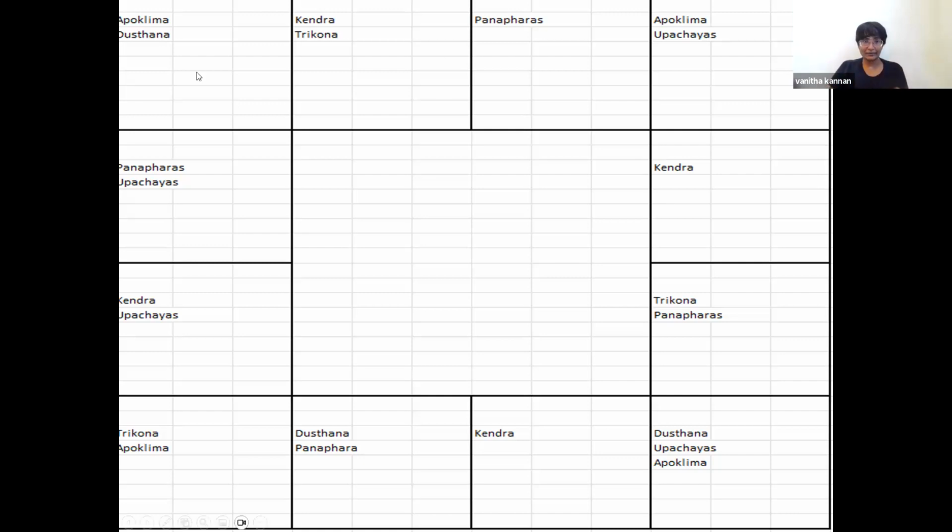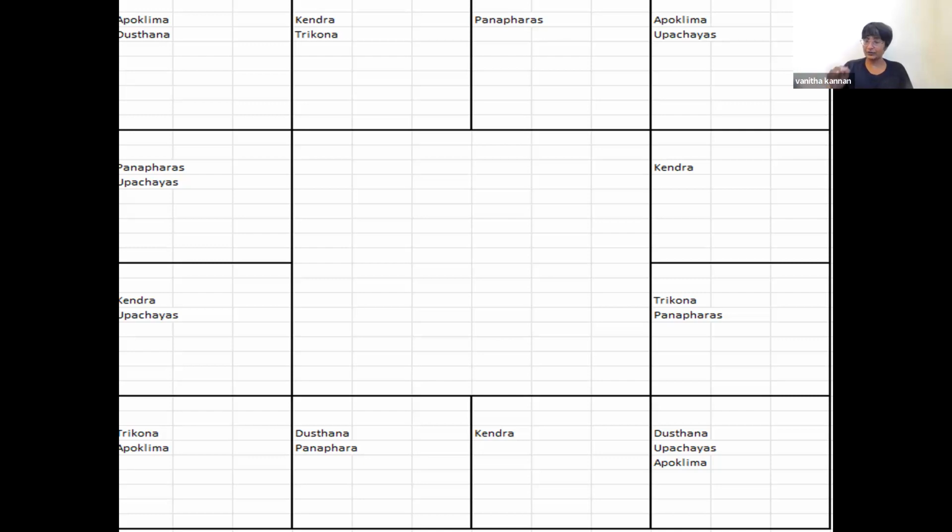Now I will give an example. Consider this is the first house, Mesha Lagna. I know it was a Kendra and a Trikona. It also has a Surya Graha in it. When it comes to the Rishabha, I don't have a Graha, but it was a Panaphara for me. So what do I write? Panaphara. There was no Graha in it, so leave it empty. Go to the third box. It is Apoklima and Upachaya. Consider there was a Moon in it.